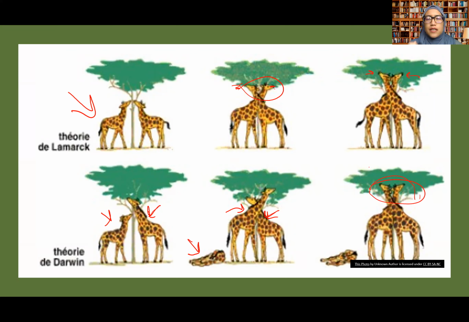So Lamarck's theory is something people don't use anymore because it doesn't make sense. For example, if I work out very rigorously and build muscle, that muscle will not be passed down to my children, because that change only happens to me and cannot be transferred to my offspring.